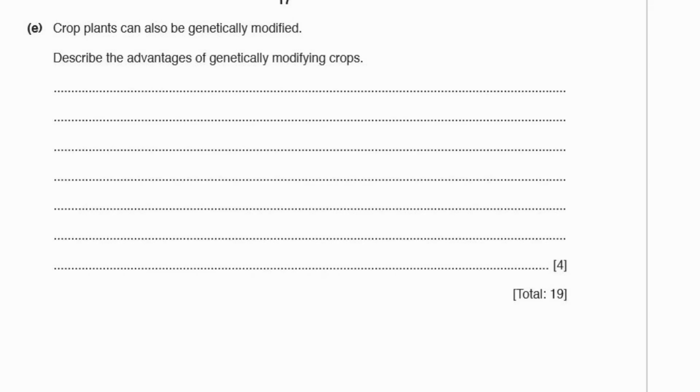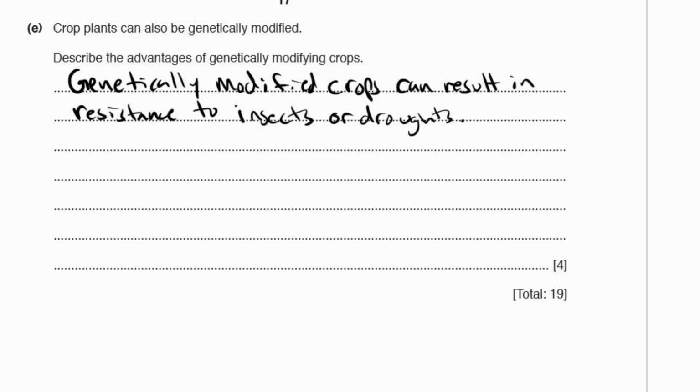E, crop plants can also be genetically modified. Describe the advantages of genetically modifying crops. Okay, there's many advantages that you could put down. So you could say that they can result in resistance to diseases, or resistance to droughts, or resistance to extra salt in the soil, frost resistance, pest or insect resistance. Many different types of resistances can be produced from genetically modifying crops, but don't write down every one. It's only a 4-mark question. So genetically modified crops can result in resistance to insects or droughts. As I said, just choose a couple, and there's lots of things they can be resistant to.